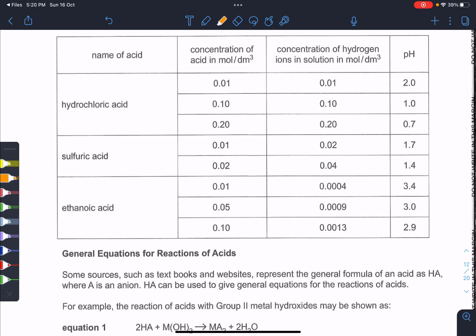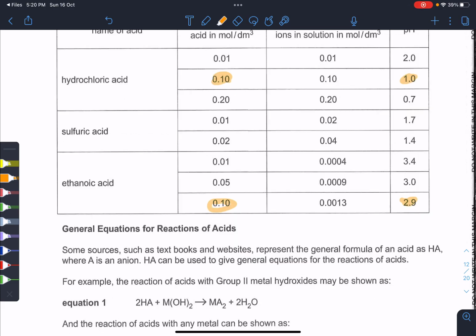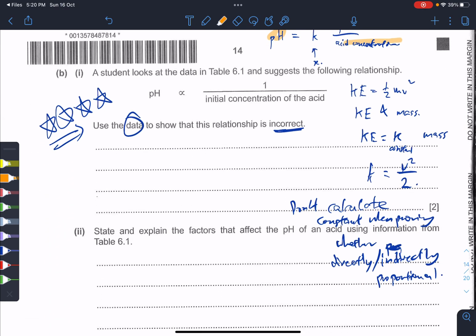So I just choose this and this. I'll quote and say, oh, hydrochloric acid. Both hydrochloric acid and ethanoic acid have a concentration of 0.1. But yet, the pH of HCl is 1. The pH of ethanoic acid is 2.9. We know the reason: it's because it is a strong acid. But honestly, did the question ask? No. The question just says prove that it is not correct. Done. Simple as that.